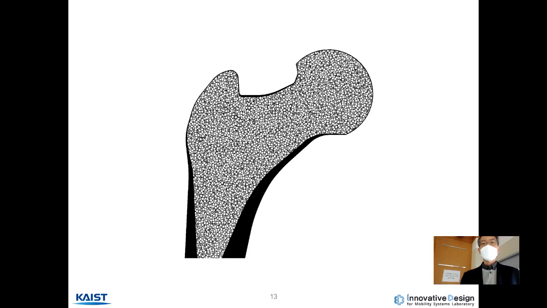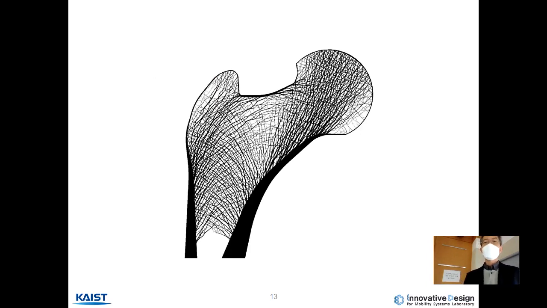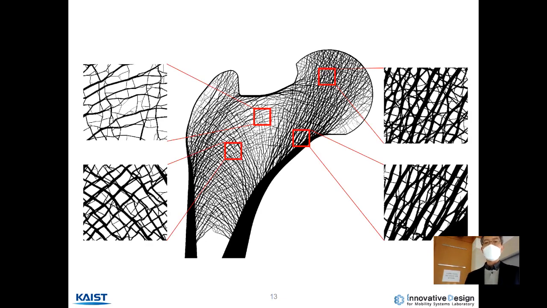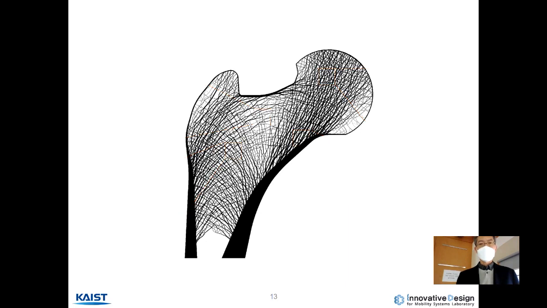Then under our settings, through some iterations, we can find these final structures. If we focus on 4 different regions of interest, we can find totally different thickness, orientation, and patterns for trabecular bone. This is because we have different surrounding mechanical conditions for each region of interest.